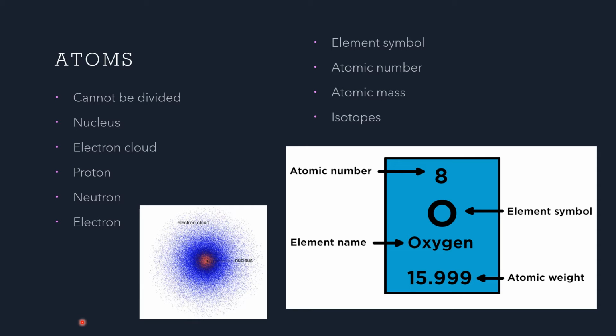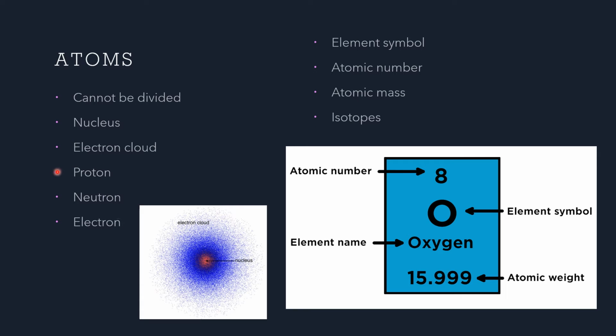The atom itself has a nucleus, which is the center part of the atom. It's the part that has the most mass, actually. And then around the nucleus, we have this electron cloud. The electron cloud is basically anywhere that you would find an electron zooming around on the outside of the atom.